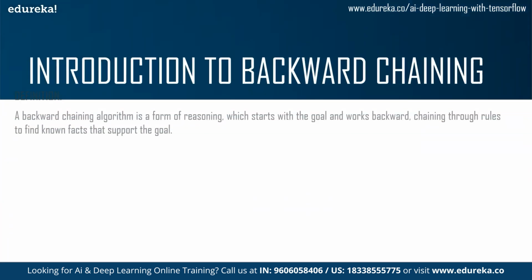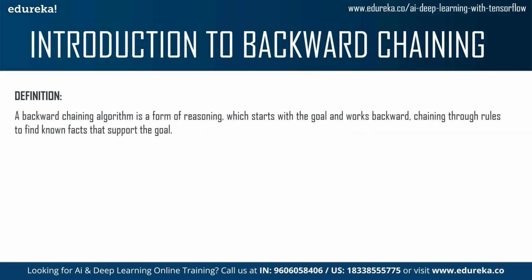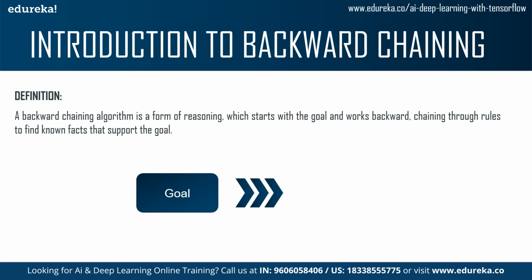After this, you have backwards chaining. Over here, what you do is start from the goal and then apply rules in such a way that you get to the problem. As a definition, you can refer to this. A backward chaining algorithm is a form of reasoning which starts from the goal and works backwards, chaining through the rules to find known facts that support the goal. So this is pretty much the reverse of what you saw in forwards chaining.